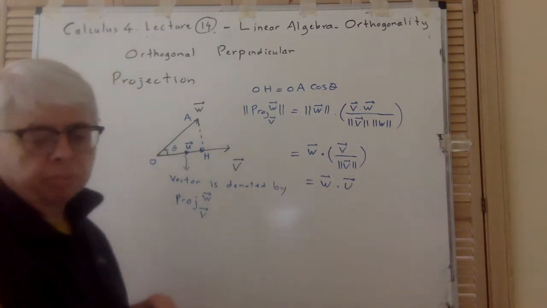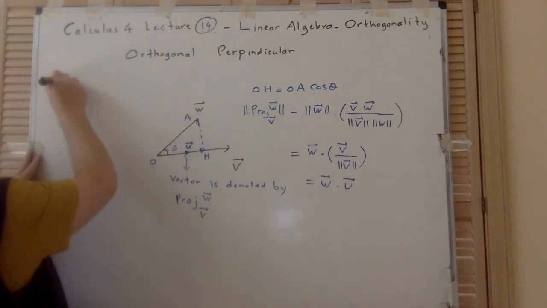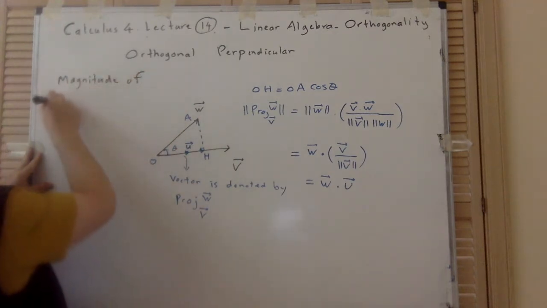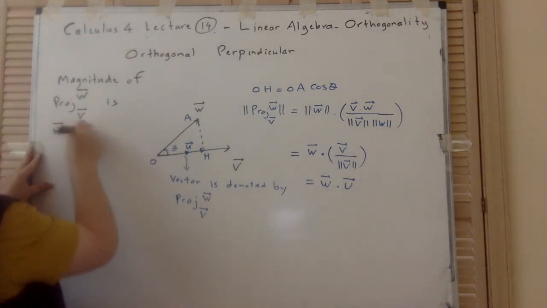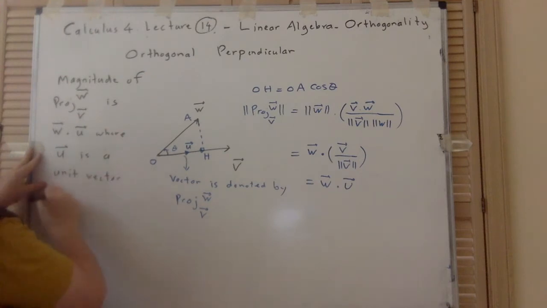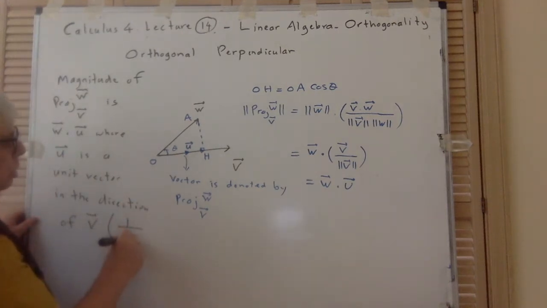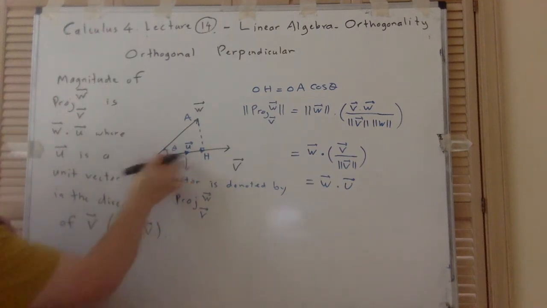So let's write it here. The magnitude of the projection of W over V is W dot U, where U is a unit vector in the direction of V. And which unit vector? Because we have two, it is the one which comes with this constant, not the negative one, this one. Okay? So if I dot W with a unit vector in this direction, that specific unit vector, I will get this magnitude.